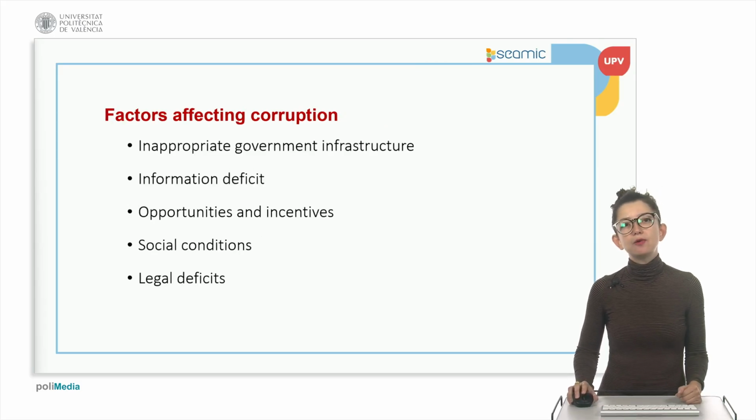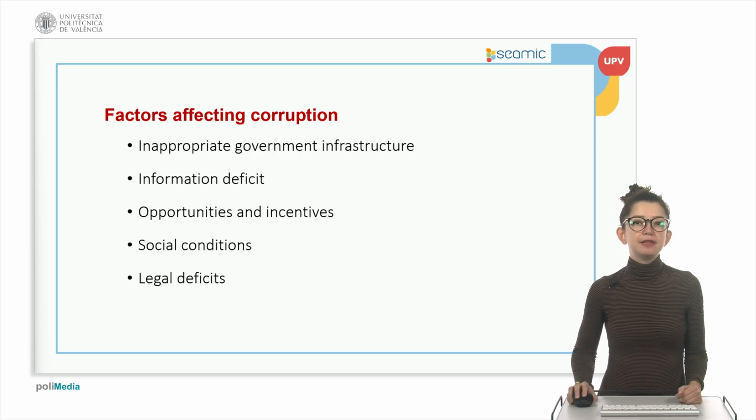Corruption is not only a question of personal greed, but it is also an organizational and social question. There are some factors that affect corruption. For example, inappropriate government infrastructure, that is, power concentration without accountability and malfunction of the democracy. Another factor is information deficit: lack of transparency and accountability, lack of freedom of expression and press freedom, and lack of proper financial management.